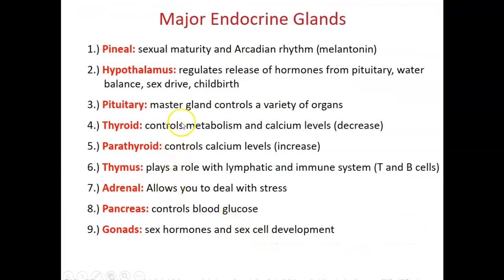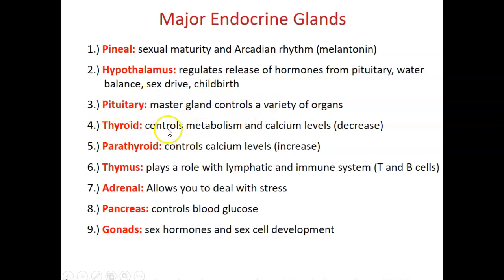There are 9 major endocrine glands in our body. The pineal gland controls sexual maturity and the circadian system. An important hormone called melatonin is secreted from the pineal gland to control our sleeping pattern. The hypothalamus is an important gland that regulates the release of hormones from the pituitary gland. It controls water balance, sex drive, and childbirth. The pituitary gland is the master gland that controls a variety of organs.